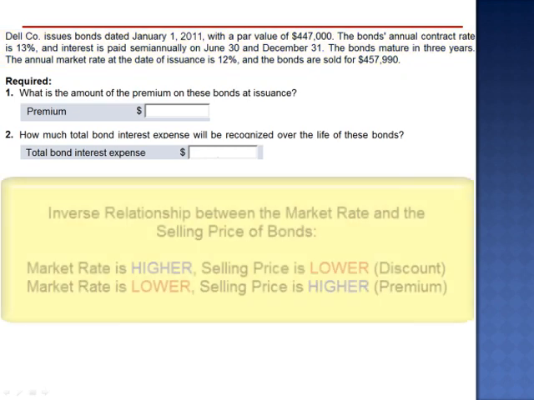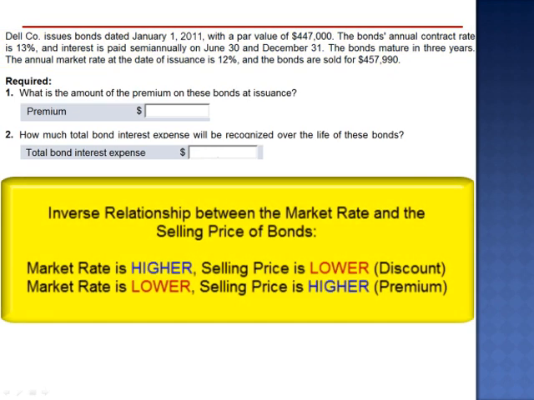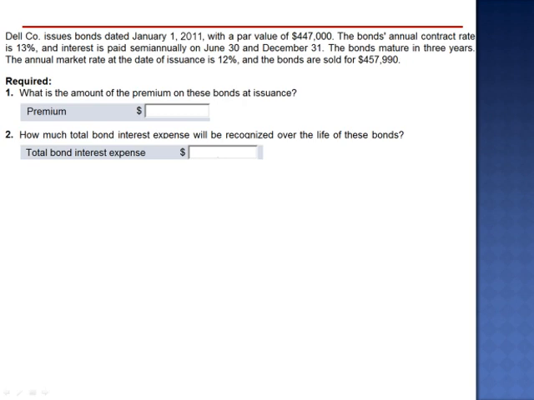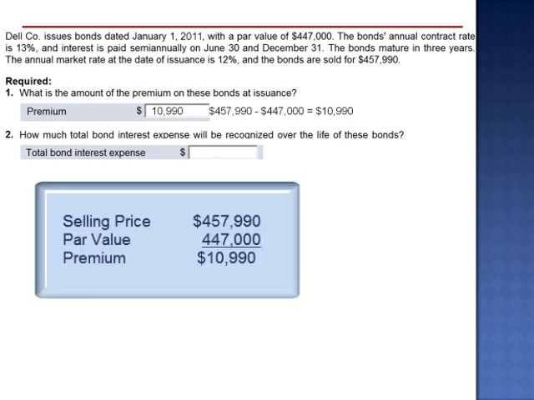$457,990. Notice the inverse relationship between the market rate and the selling price. When the market rate is lower, the amount you're able to borrow is higher. When the market rate is less than the contract rate, bonds sell at a premium. The amount of the premium is the difference between the selling price, $457,990, and the par value, $447,000. The premium on these bonds at the date of issuance is $10,990.